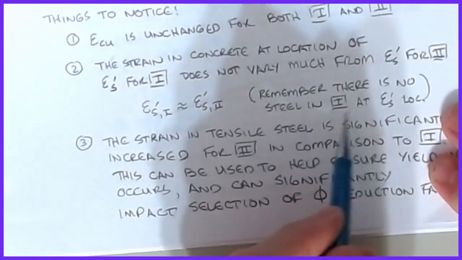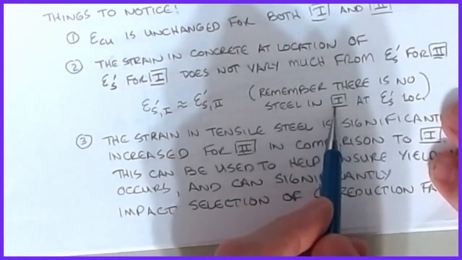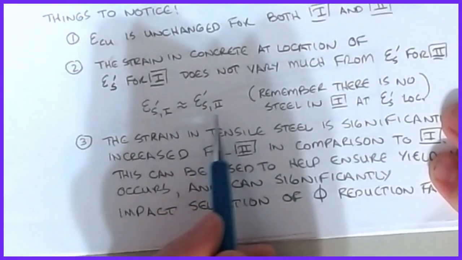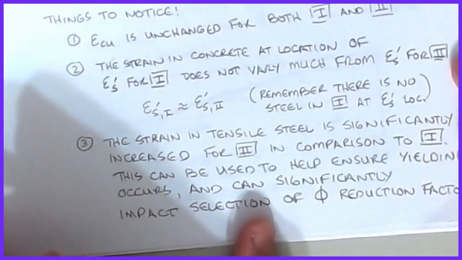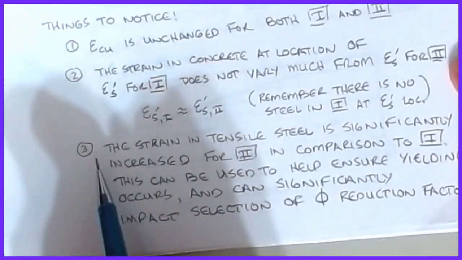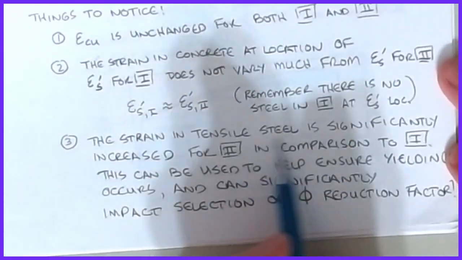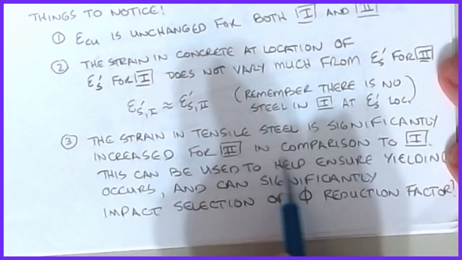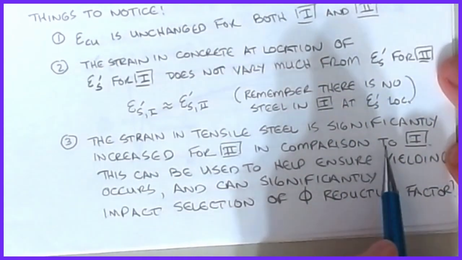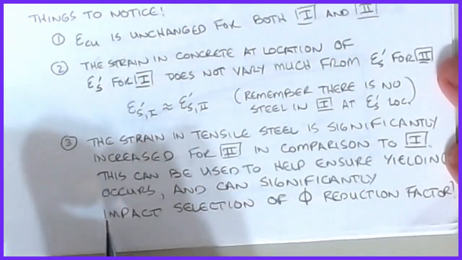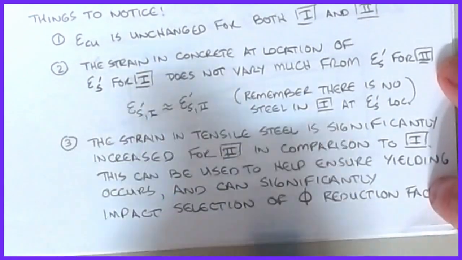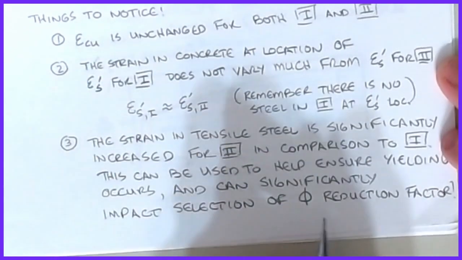Now remember that we don't have any steel in case number 1 exactly, but the strains at those levels are basically the same value. Okay, but what happens is, and this is where you get the most bang for your buck with the compressive steel, is that the strain in the tensile steel is significantly increased for case 2 when you compare it to the case 1 that had no compressive steel. Okay, this can be used to help ensure that yielding occurs and can significantly impact the selection of phi.